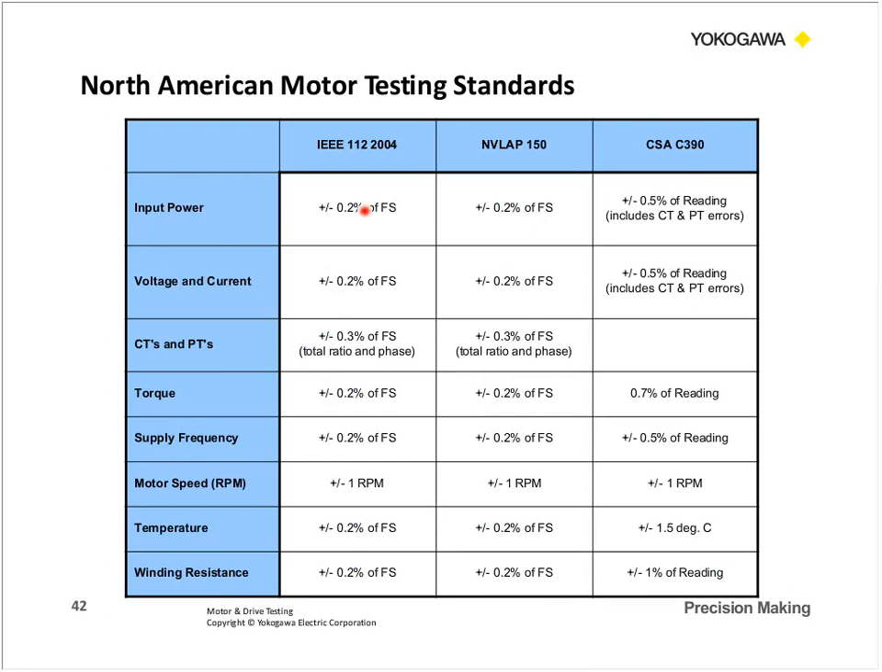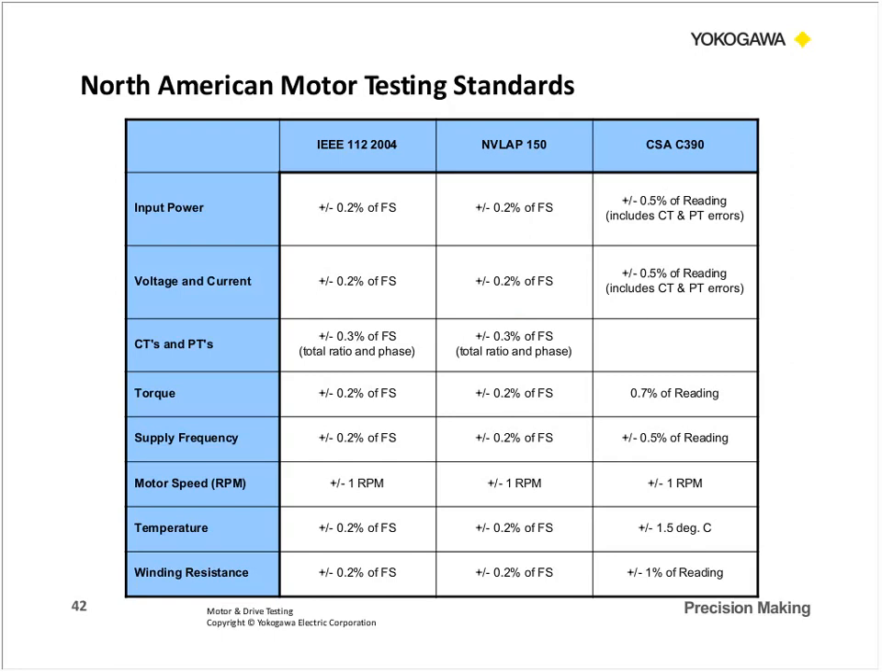These are the accuracy requirements for motor testing. This is motor testing, not the drives, but just the motor itself. It says you have to measure the input power with an accuracy of 0.2% of full scale. NAVLAP follows that. CSA does it a little bit differently, and they say your input power is 0.5% of reading, and that's going to include CTs and PTs that may be part of the measurement. IEEE and NAVLAP do not include the CT and PT at this point.